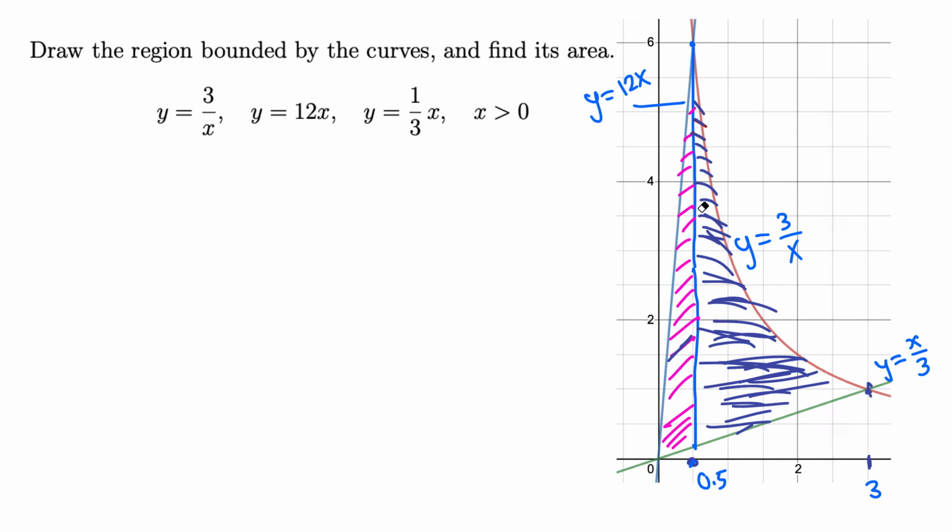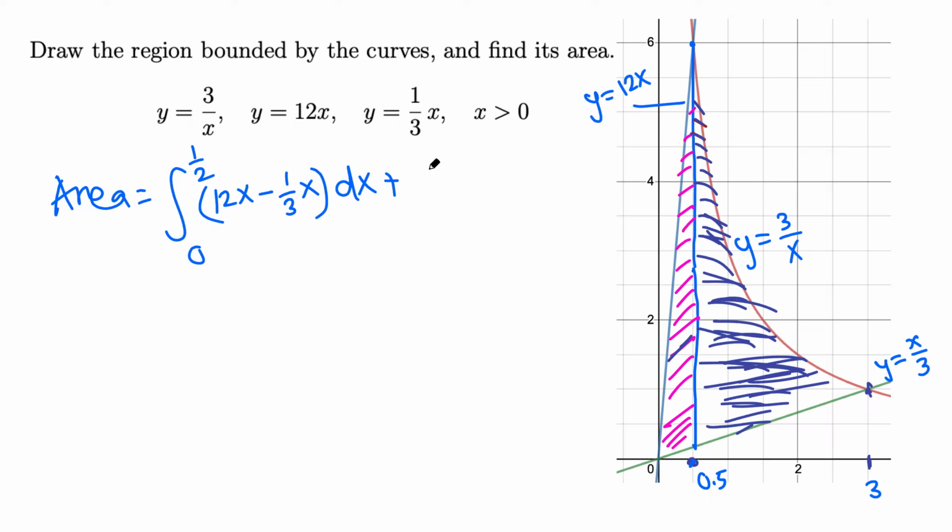Okay, since we had two different curves as upper, we need to divide into this part. So I will write area from 0 through 0.5 or 1/2. Upper is 12x minus lower is x over 3 or 1/3 x, same thing, plus for the second region, upper is 3 over x minus lower is same thing, 1/3 x, and this is from 0.5 through 3.